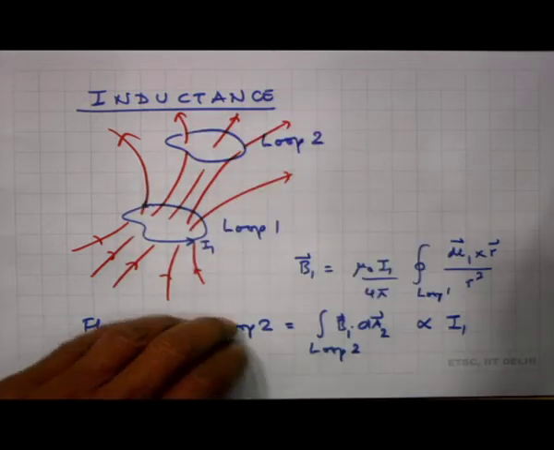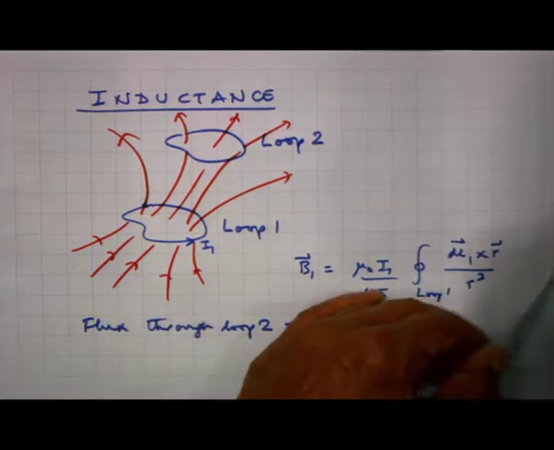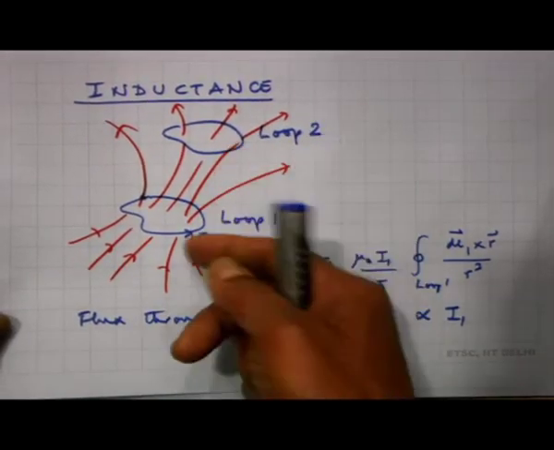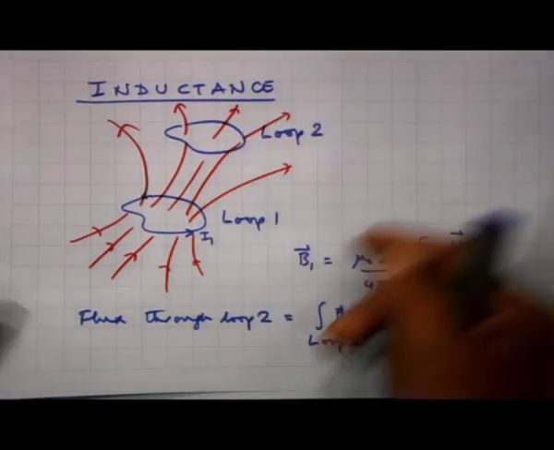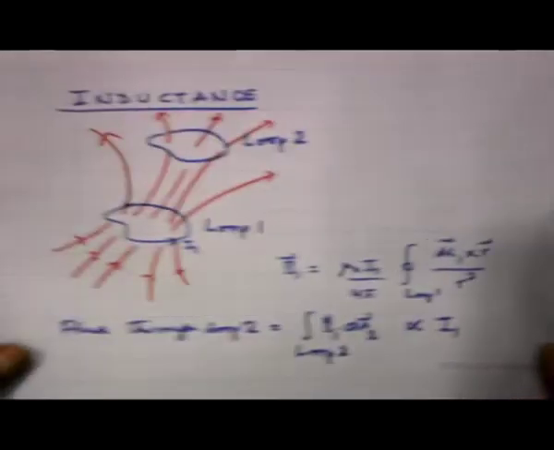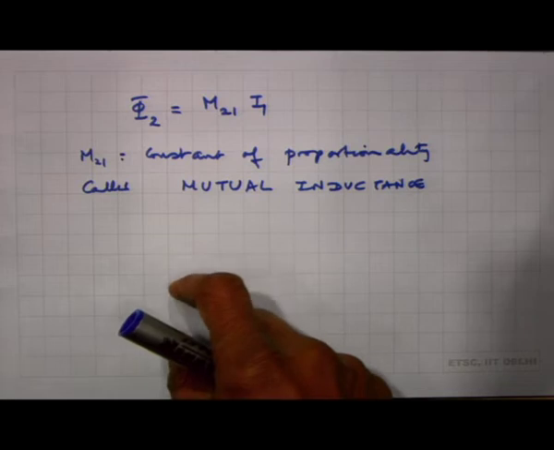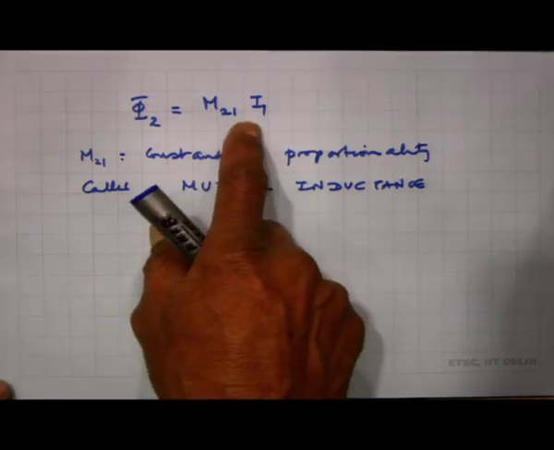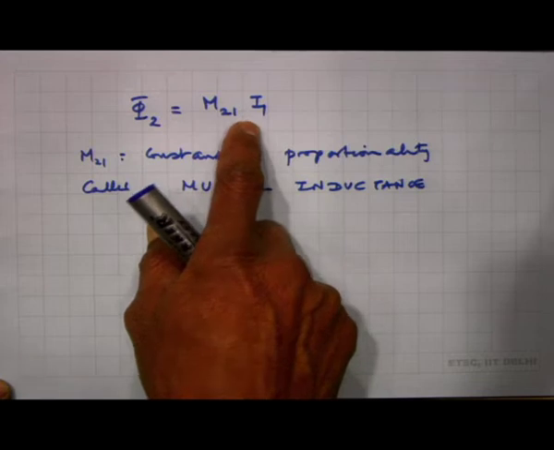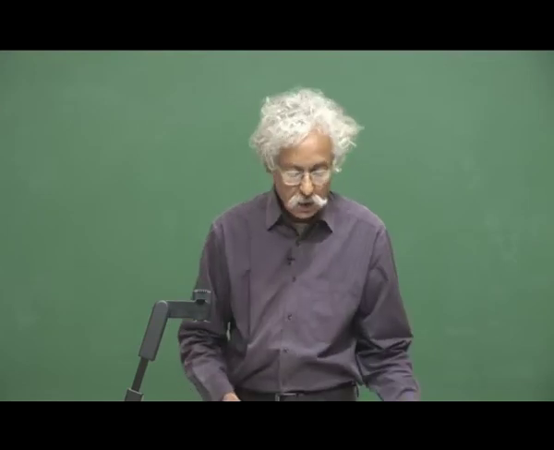So, it is a mutual relationship between these two loops, and M 2 1 actually is a constant which depends on the orientation of the two loops, the position of the loops, the geometry, the shape, etc. So, this is a quantity which depends on the position, orientation, area, shapes of the loops, but this is a constant, and the flux passing through the second coil, loop 2, is proportional to the current passing through loop 1, and this proportionality constant is called mutual inductance, and this is a very important quantity. So, let me look at an example of this mutual inductance.